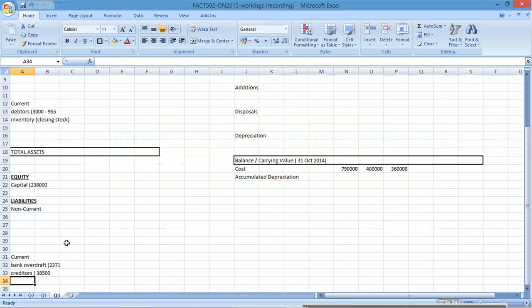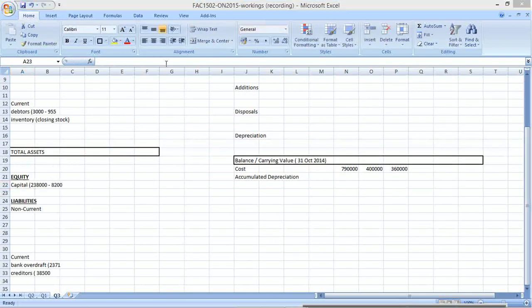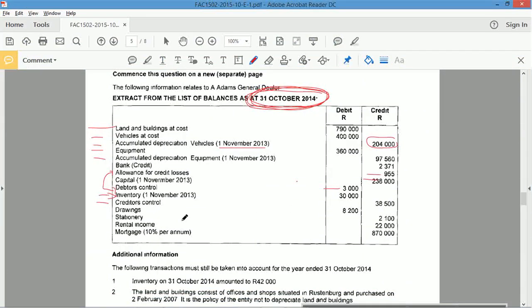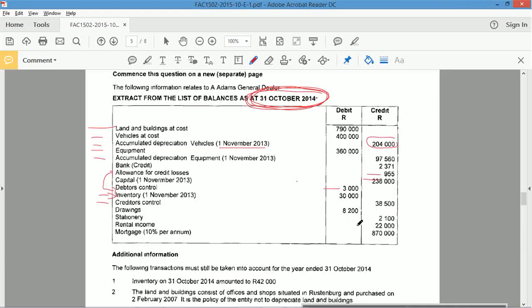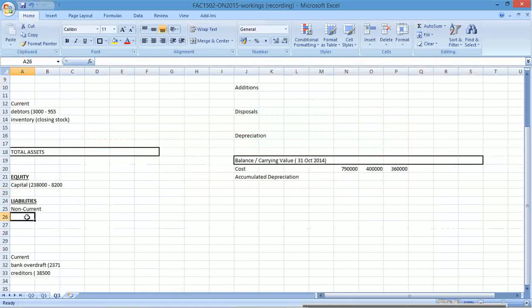Drawings. Drawings affects owner's equity, negatively, so minus 8,200. Okay, minus 8,200. Drawings, minus 8,200, that's fine. Stationery is an expense, don't need it for this question. Rent income is an income, don't need it for this question. Mortgage is a liability, do need it for this question.